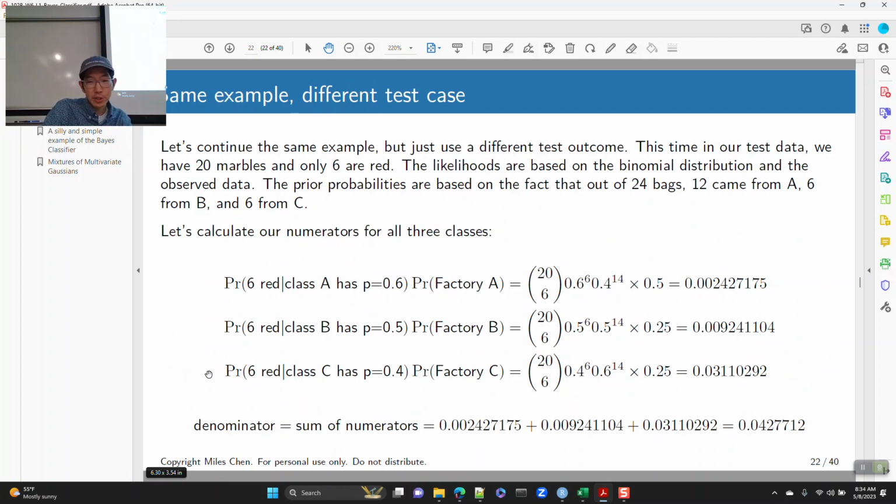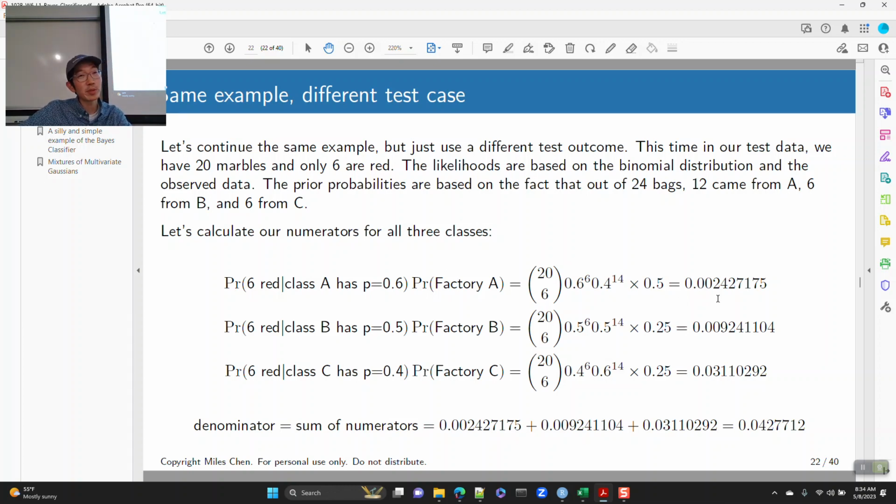Okay, so just real quickly, what if we took another bag, okay, and it has 20 marbles in it, and only 6 of them are red, okay? So in this bag, it's only 30% red, okay? So now, what's the likelihood that it came from factory A? The likelihood it came from factory A is really, really small, right?